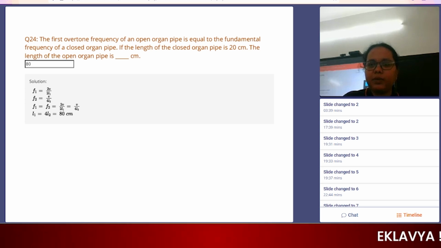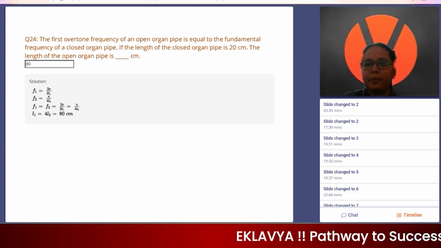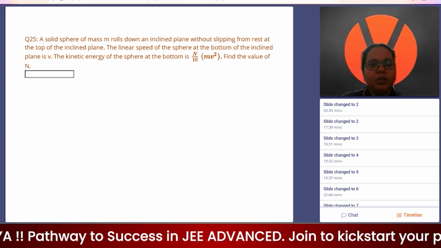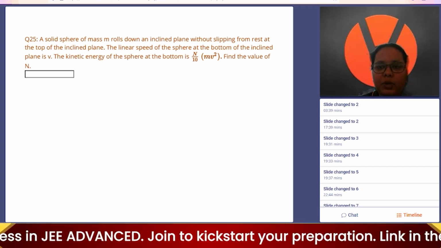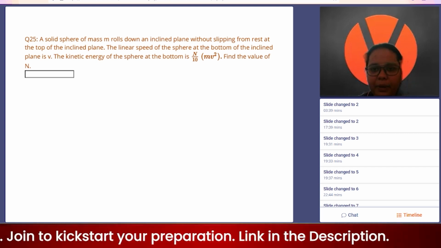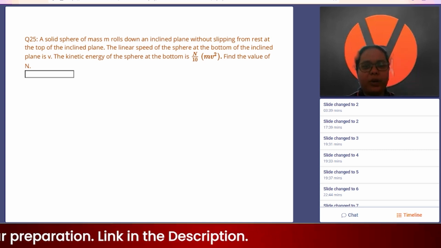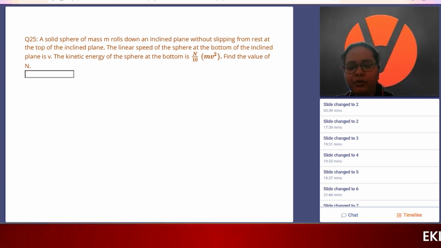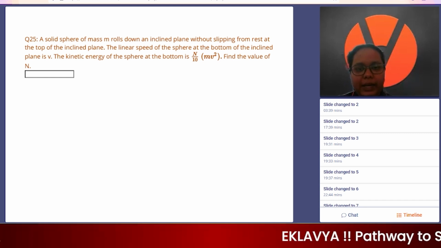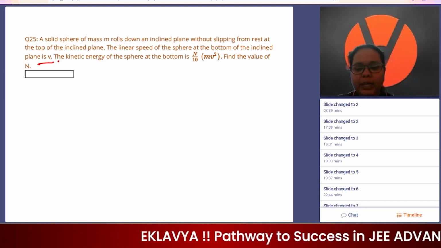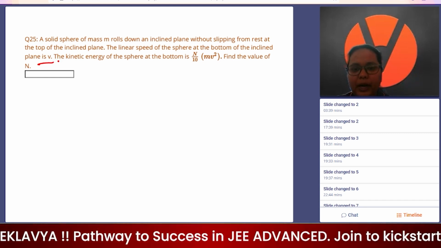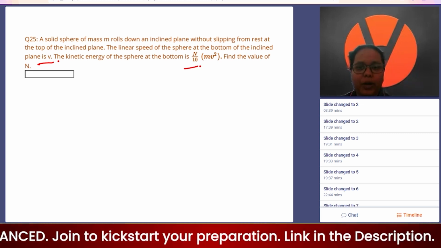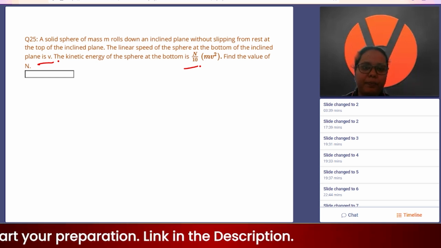So here is the last question. Solid sphere of mass m rolls down an inclined plane without slipping from rest at the top of the inclined plane. The linear speed of the sphere at the bottom of the inclined plane is v. The kinetic energy of the sphere at the bottom is n by 10 m v square. Find the value of n.